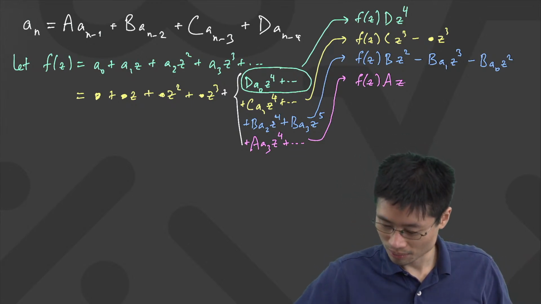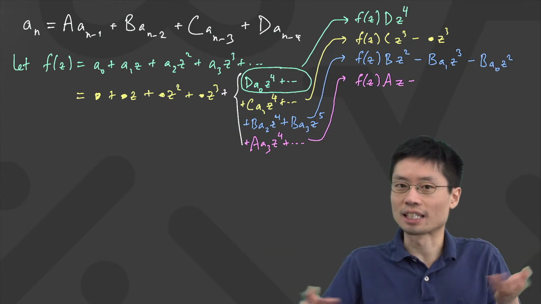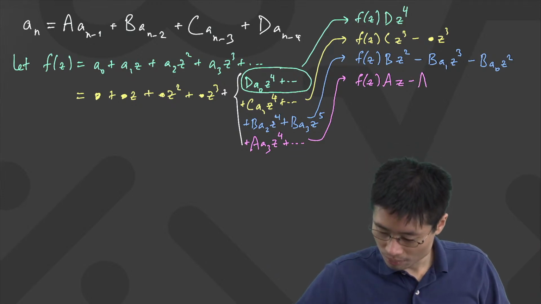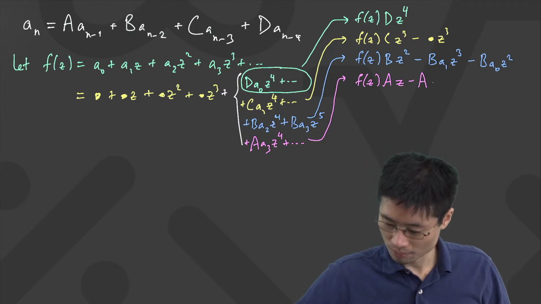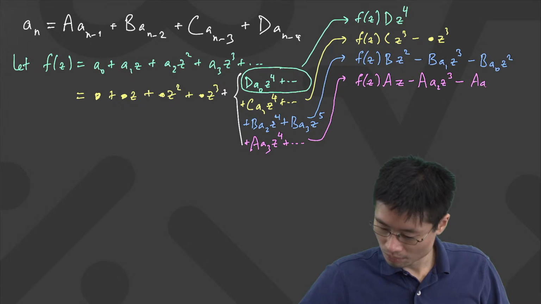Yeah, sure. I think it's. Do you want a blob thing? Let's use the full A stuff. Let's use the capital A stuff. Sure. I think it's minus A times A2 z cubed. Minus A times A1 z squared. And minus A naught times z.